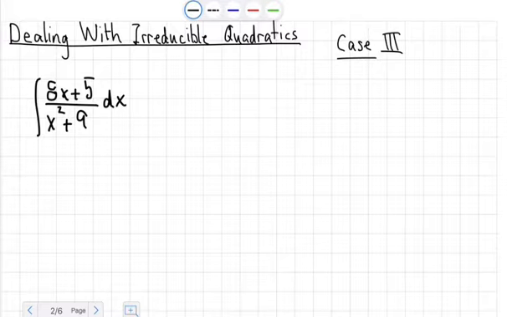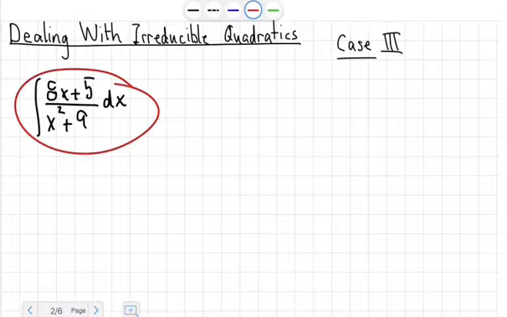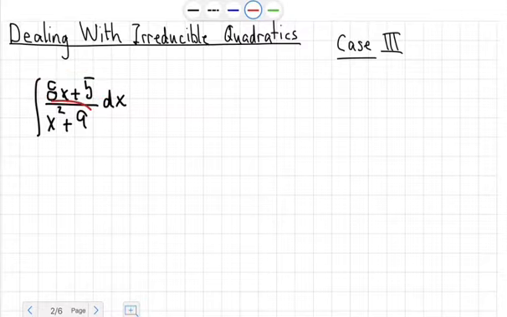Okay, so one of the big problems with doing case 3 partial fractions is that you're going to often end up with integrals like this, where you have in the numerator a linear term and in the denominator you have your irreducible quadratic. So this is what we're going to look at dealing with today.